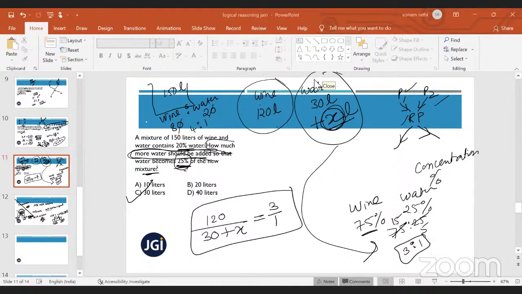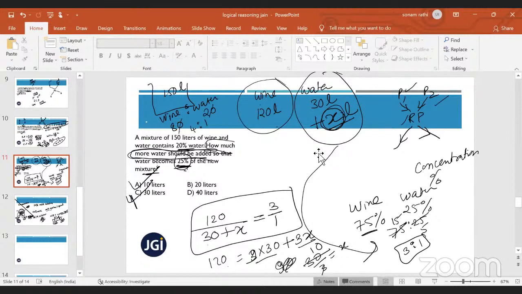Imran, how is it, Madam, 10? The denominator must be 30 plus x, so it's 90 plus 3x. Sorry, my mistake. 3 into 30 is 90, and this is 3x. So 120 minus 90, that is 30, equals 3x. Yes, x is 10. The answer is 10.